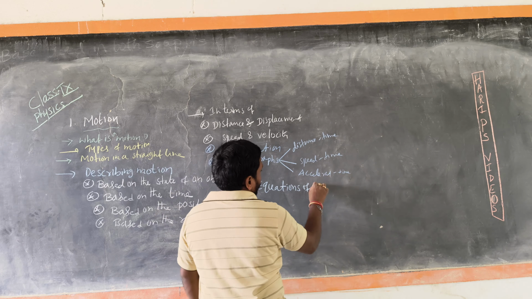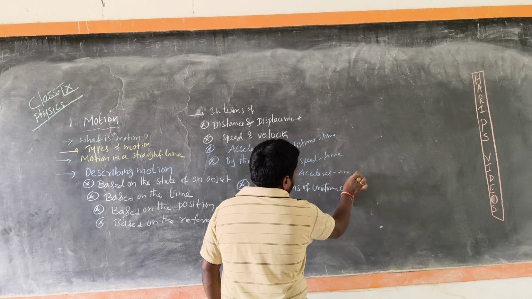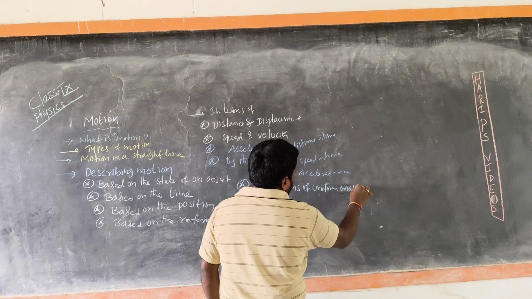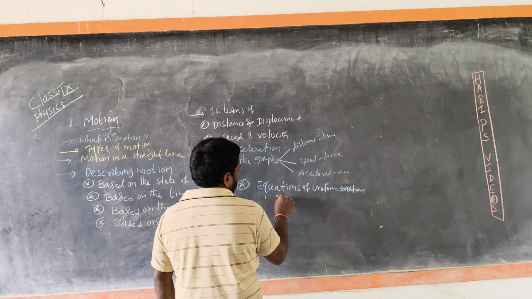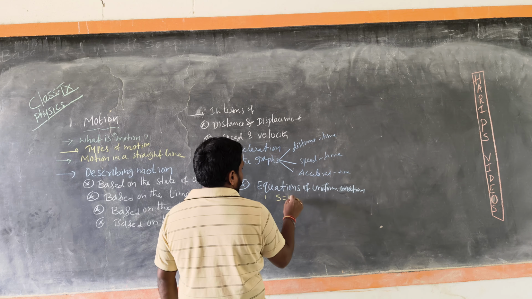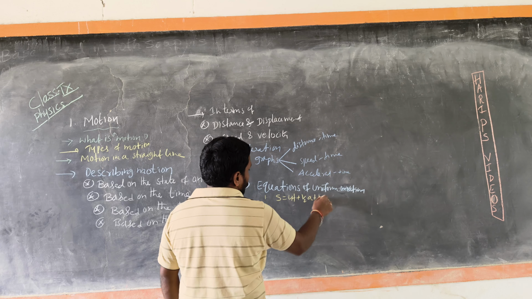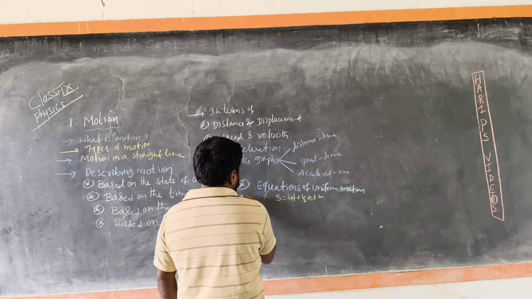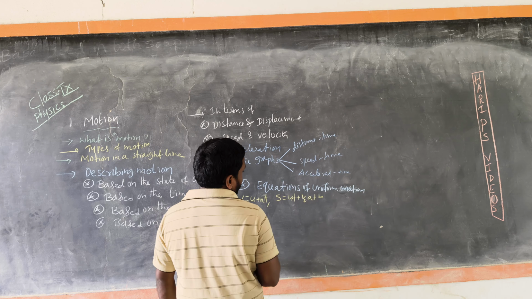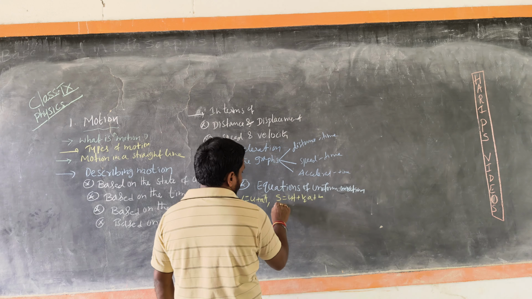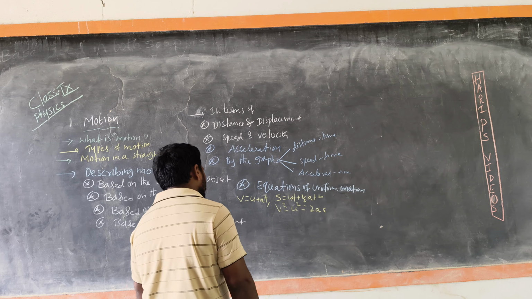equations of uniform motion. There are three equations. First one is v is equal to u plus at. Second one, s is equal to ut plus half at square. Then the third one, v square minus u square is equal to 2as.